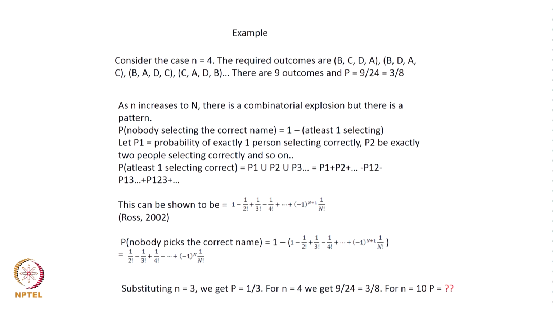So, this gets into a nice expression, and therefore, nobody picking the correct name can also be written through an expression, and then we can substitute for n equal to 3 we get 1 by 3, and for n equal to 4 we get 9 by 24 etc. So, this is how we solve these kinds of problems and look at probability and try to understand probability further. So, the remaining concepts of probability we will look at in the next lecture.